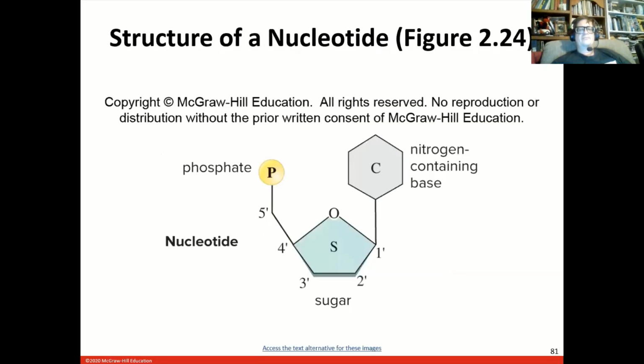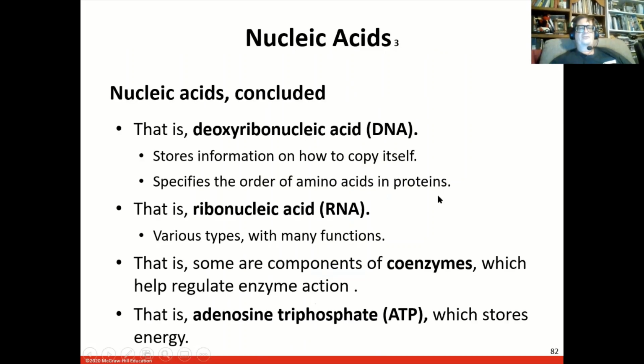Great. Okay, so you can see each nucleotide is a sugar, a phosphate, and a base. And deoxyribonucleic acid is missing an oxygen. Ribonucleic acid has an oxygen. All right, and they just have the nitrogen-containing base. Well, you already know what the bases could be. So let's move on.